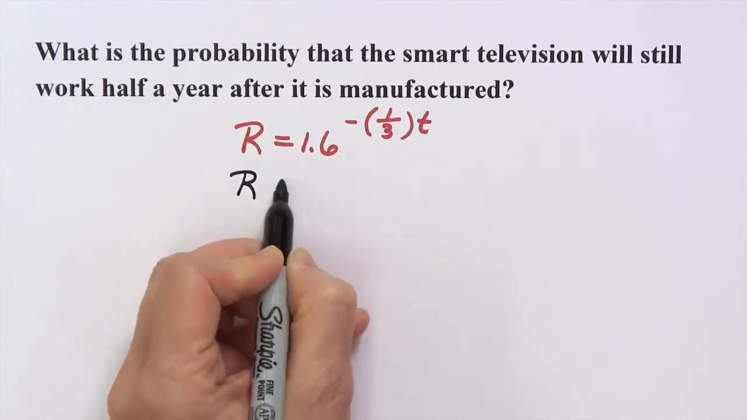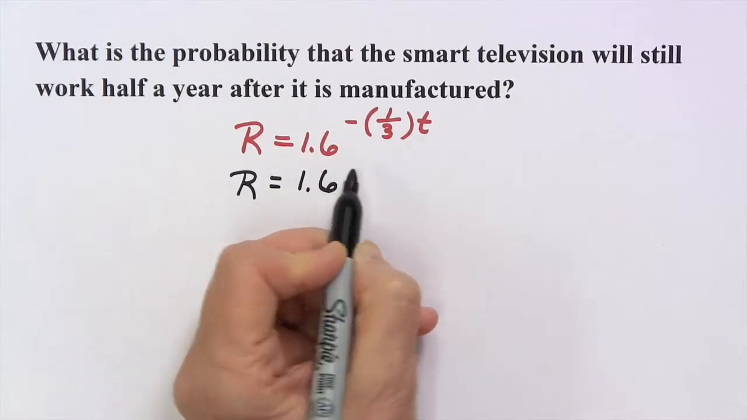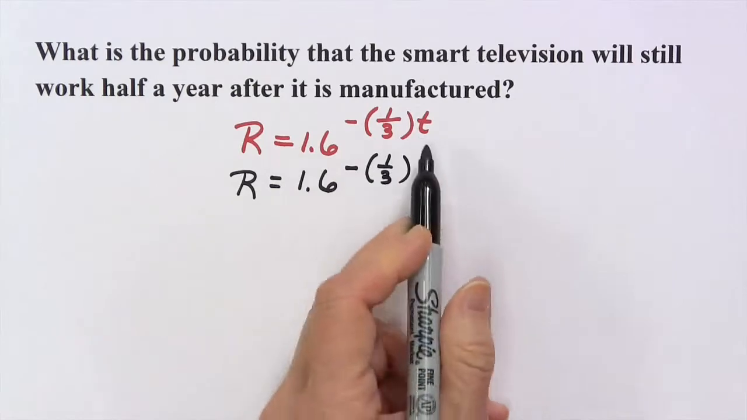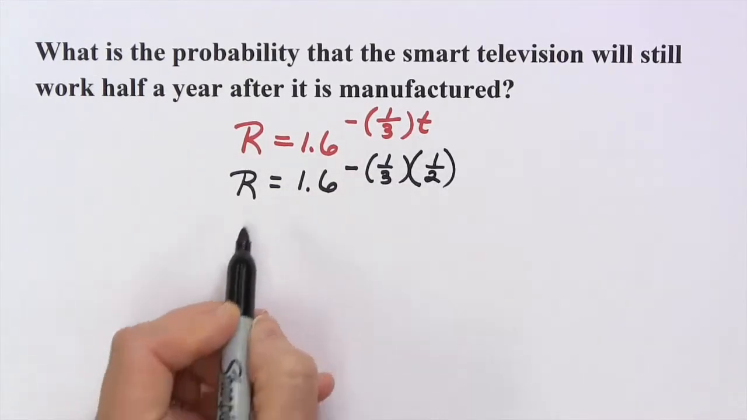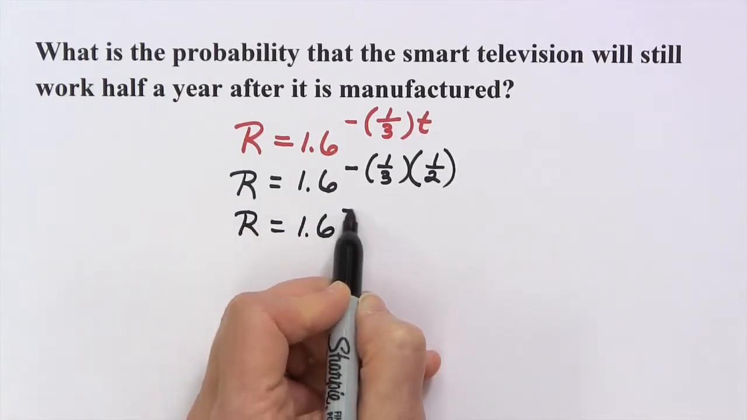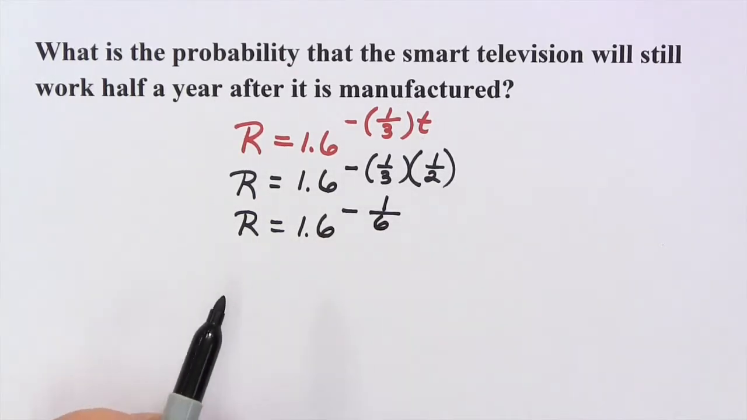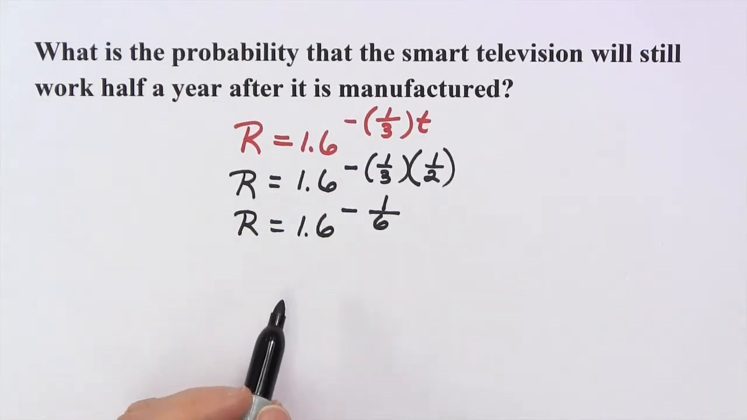So I want to know what's the reliability, basically just using this exponential function, 1.6 to the -1/3. And what do I replace t with? Half a year, so 1/2. So r equals 1.6 raised to the negative... it just depends on how much you want to do before you use your calculator. It's the -1/6 power. Remember, we will round our answers to the nearest hundredth, then I'll convert to a percent.